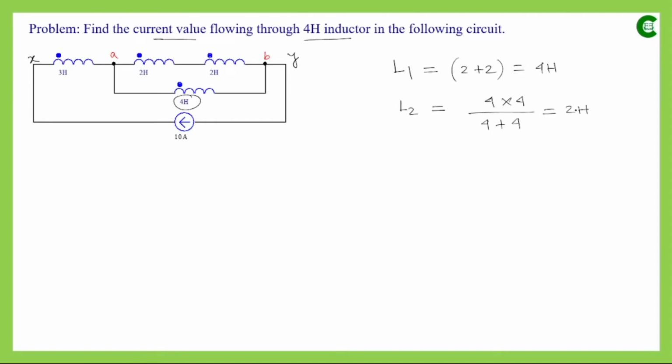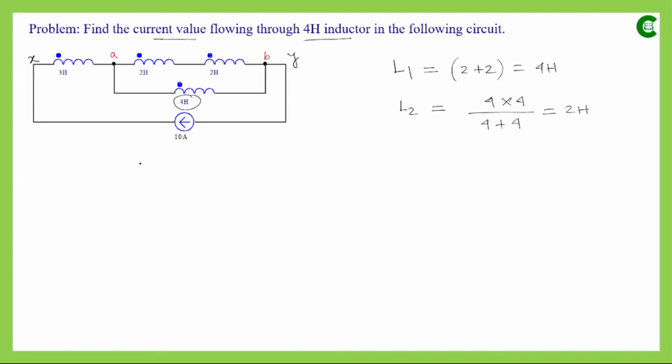So 2 Henry. One thing we can notice here is that of this series connection, the equivalent inductance value was 4 Henry, and of this inductor also the inductance value is 4 Henry. So in this parallel connection both the inductors have the same inductance value, which is 4 Henry, and their equivalent inductance is 2 Henry. So that means if in a parallel connection we have two inductors with the same value, then the equivalent inductance will be half of each value. So this time it is 2 Henry.